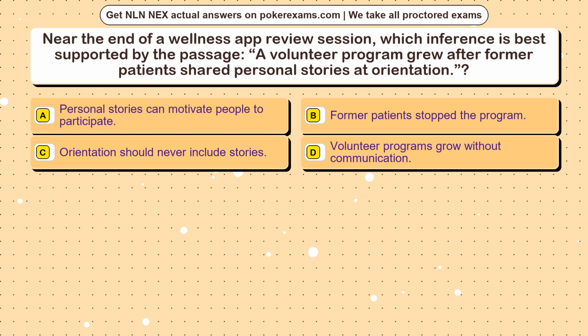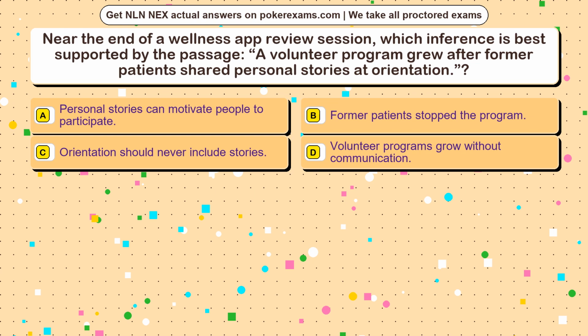Question 19. Near the end of a wellness app review session, which inference is best supported by the passage, a volunteer program grew after former patients shared personal stories at orientation? Option A, personal stories can motivate people to participate. Option B, former patients stopped the program. Option C, orientation should never include stories. Option D, volunteer programs grow without communication.